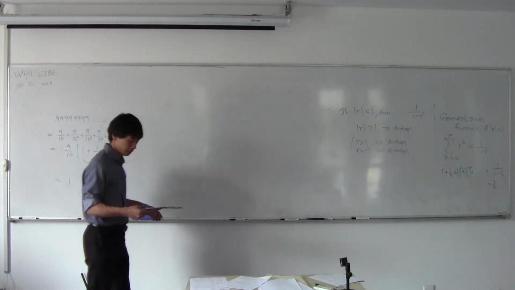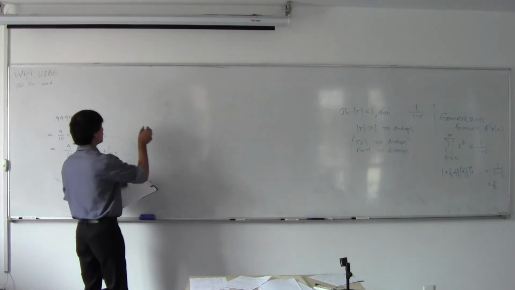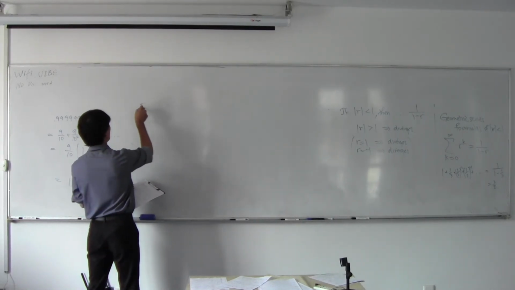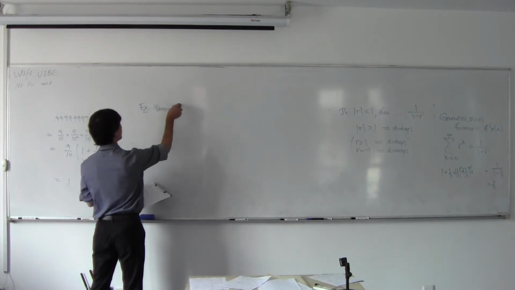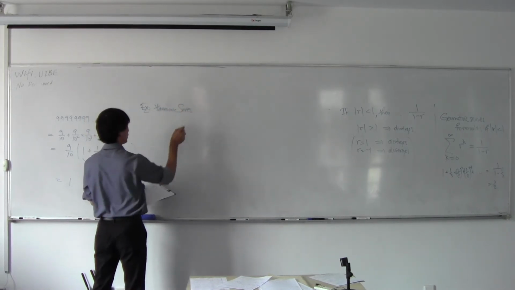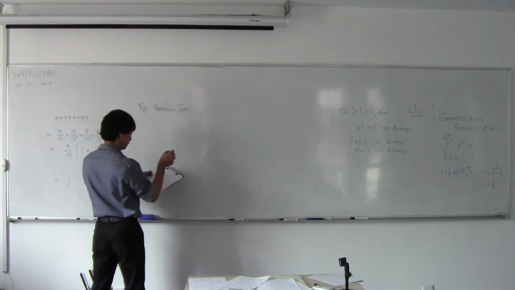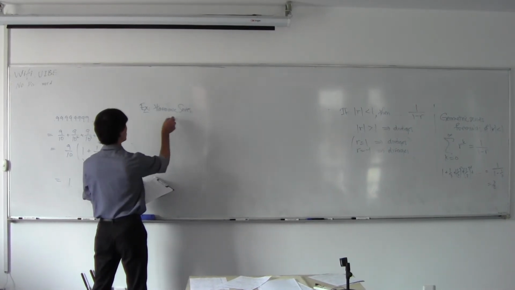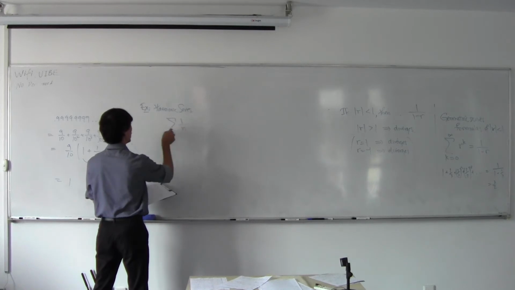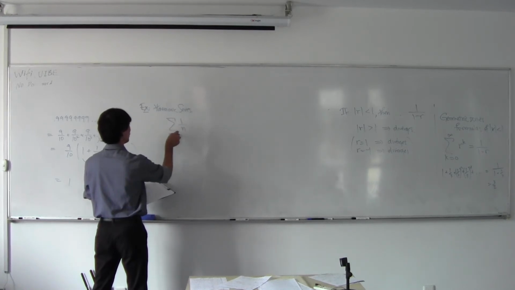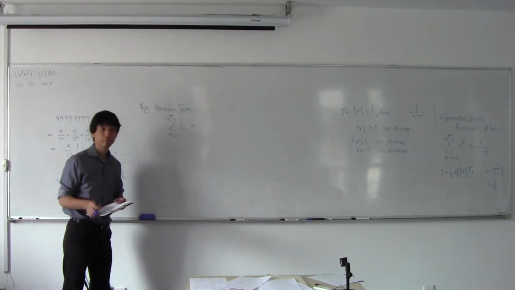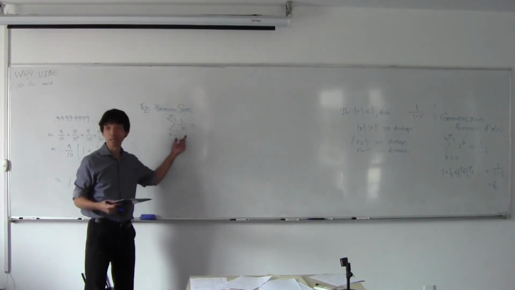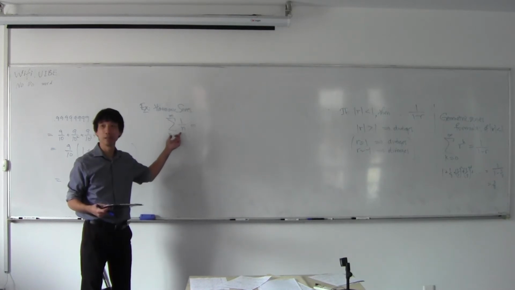Okay. Last important example, something called the harmonic series. That is the sum of 1 over n, from n equals 1 to infinity. What do people think is going to happen to this? 1 over n, n from 1 to infinity.